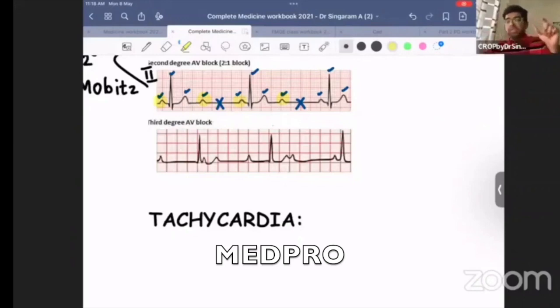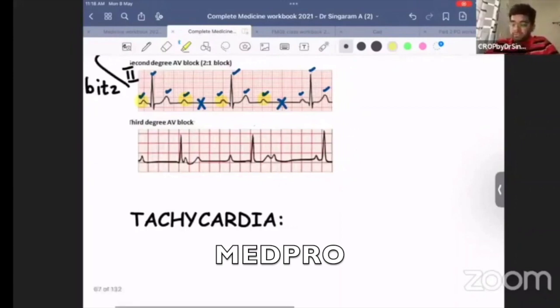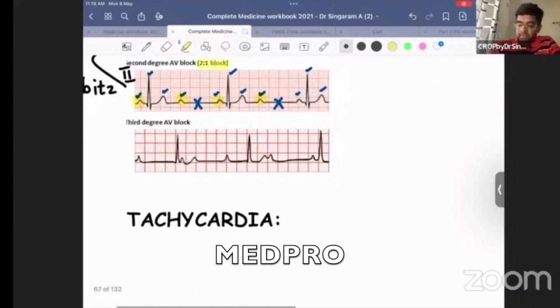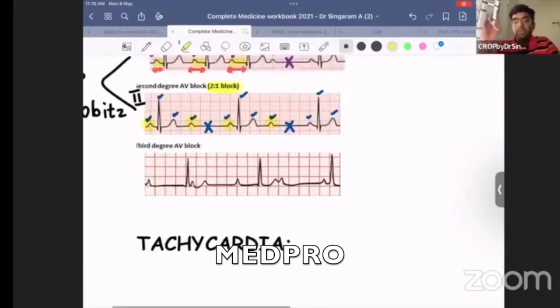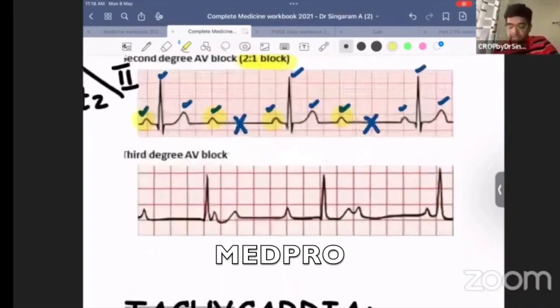So it is something like a fixed ratio. There is a drop in the QRS complex. What is the ratio here? It is 2:1. What is the meaning? For 2 P waves, there is only 1 QRS. This is also a missed conduction, but it is like a fixed block: 2:1, 3:1, something like that. Okay, right? And comment on the PR interval.